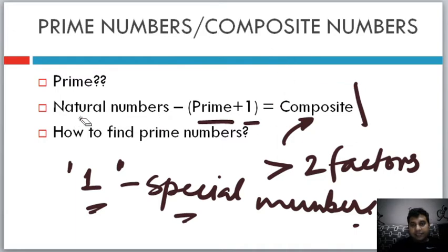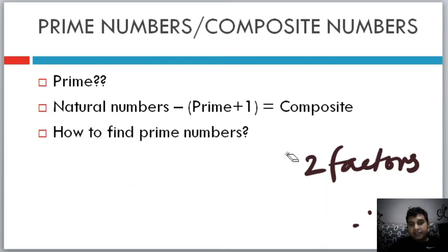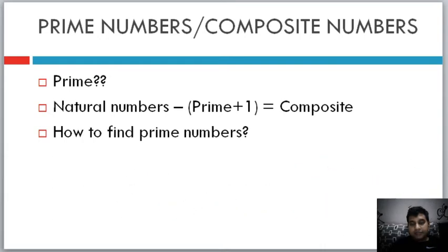Okay, now every number you can completely divide by 1, and you can also divide that number completely by that number itself. But even if there is a single other number which is able to divide that number, then that number is a composite number.